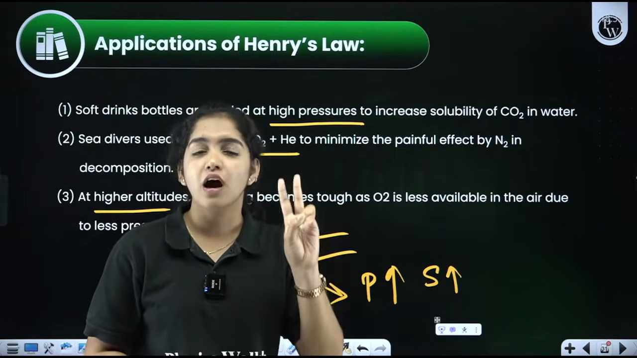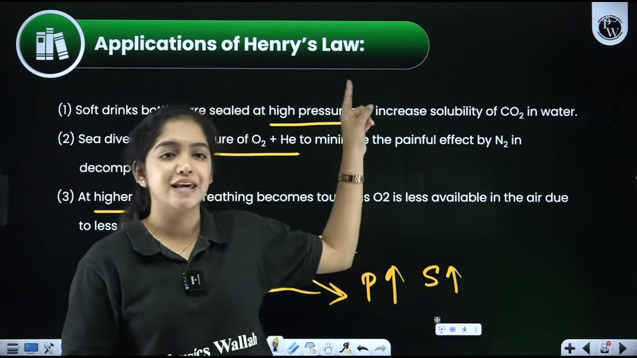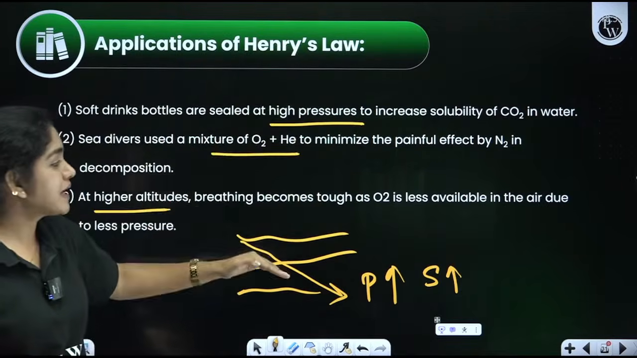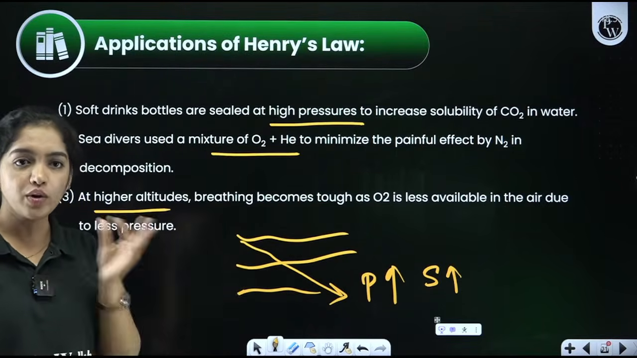Both are very, very harmful for human health. So those are the applications of Henry's law. Study the three applications. It is very, very important for your exam. Okay? Clear?